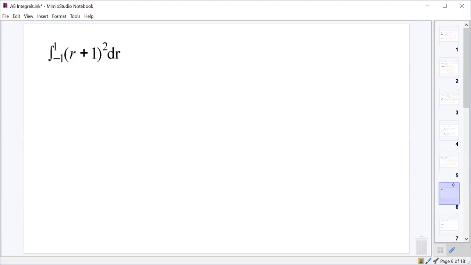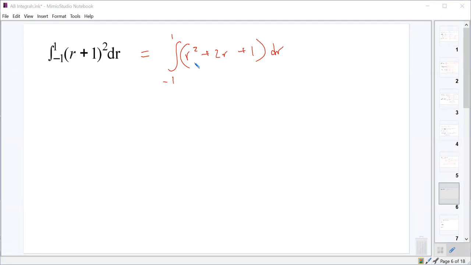So we have an integral from -1 to 1 of r plus 1 squared dr. How are we going to deal with that? Expand it out. That is the only method we've got at this moment. Now, tomorrow we're going to learn some other ways to deal with this. But if I expand this out, that becomes r squared plus 2r plus 1 dr. And now we just integrate and evaluate from -1 to 1.